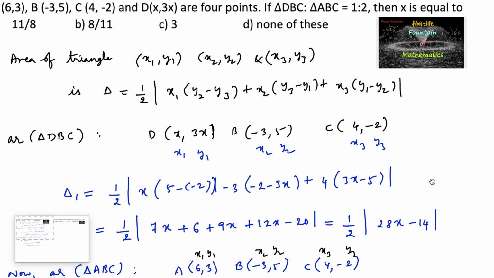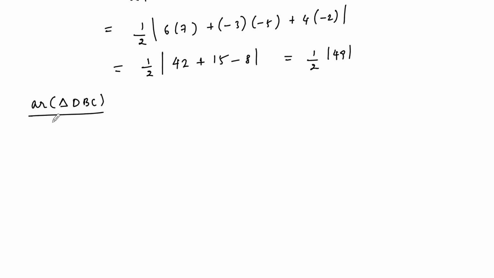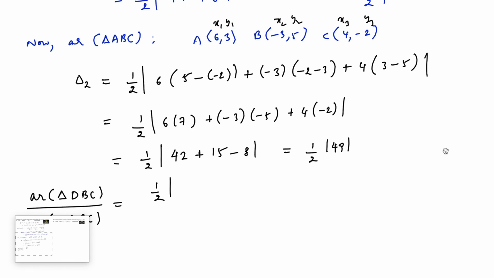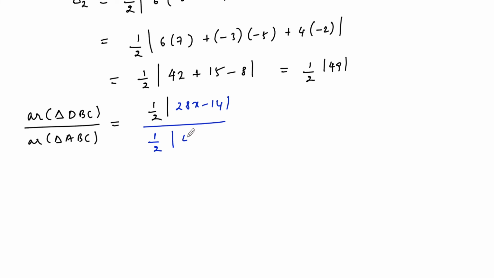Now since the ratio is given 1:2, we can write area of triangle DBC by area of triangle ABC, which is equal to 1/2. Here the area of triangle DBC is mod of 28x minus 14 upon 2, so we can write mod of 28x minus 14 upon 1/2 times 49, which is equal to 1/2, so we can cancel this 1/2 and we can write 2 times mod of 28x minus 14 is equal to 49.